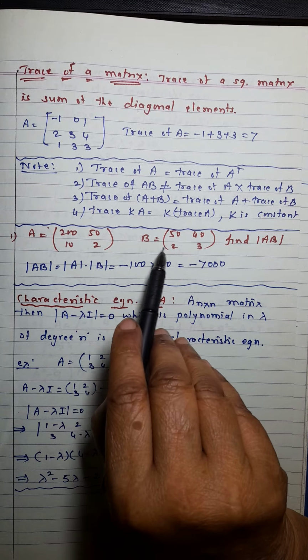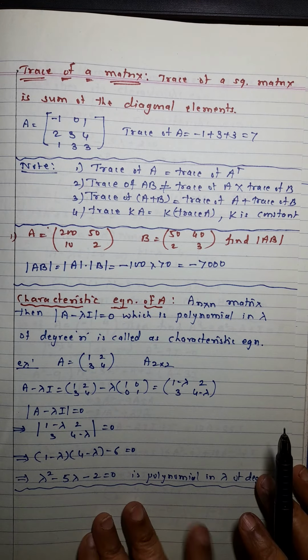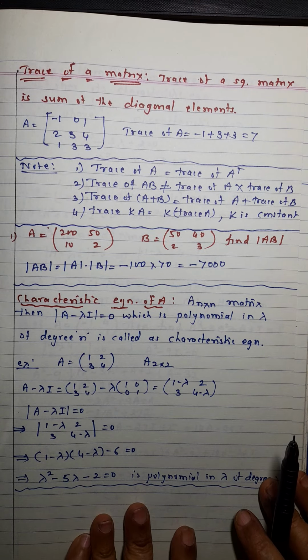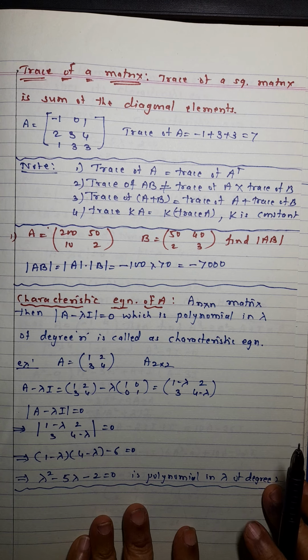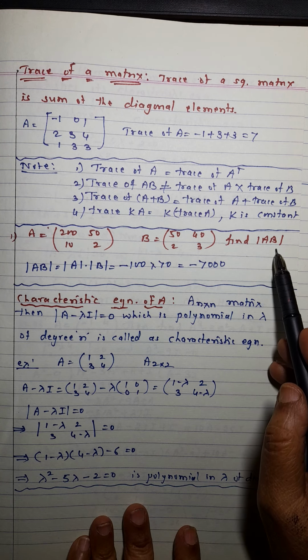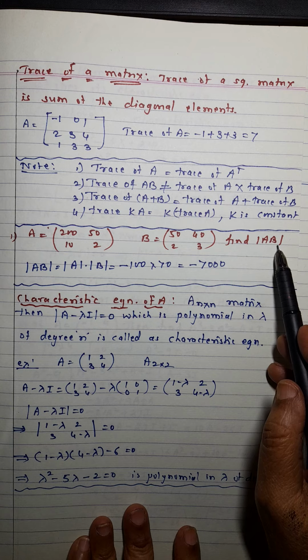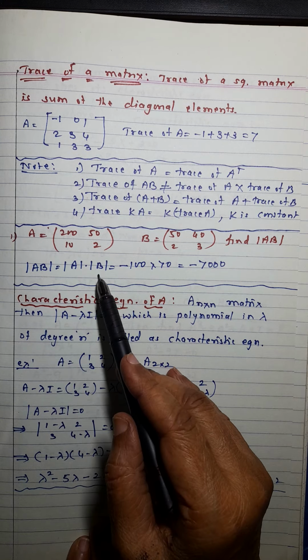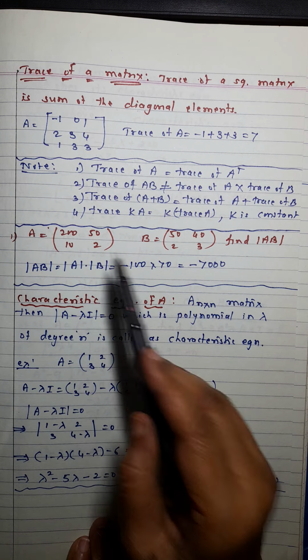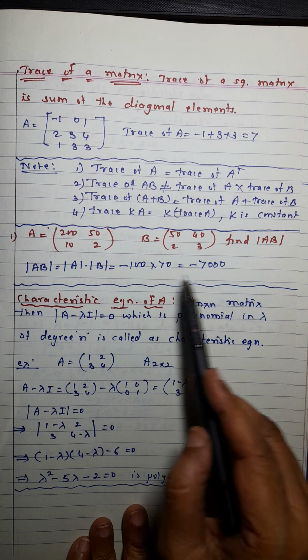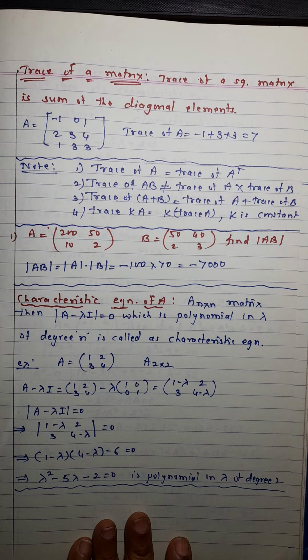If A is this, B is this, find determinant of AB. So don't multiply A and B here. You will think that you have to multiply A and B, but no. You know the theorem on determinants. Determinant of AB is determinant of A into determinant of B. So you find out the determinant of this, multiply, and this will be the answer.